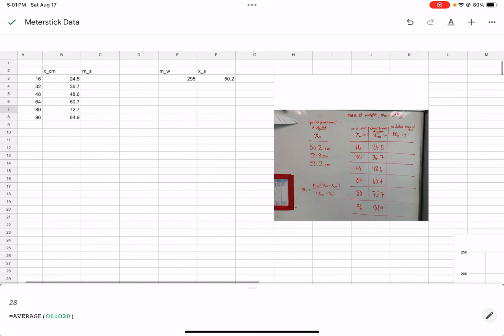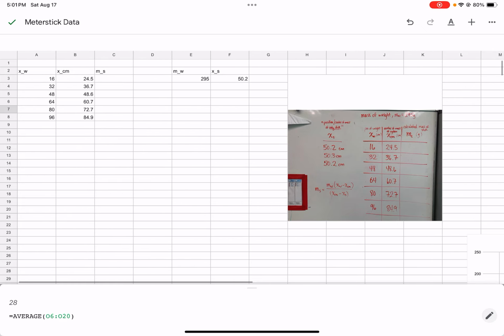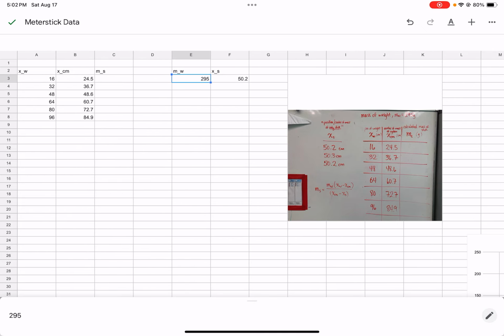And so what I have here is a little Google Sheet, and I have, this is mass of the weight. This right here is position of the stick, position of the weight over there, center of mass of the system. Here's the calculated mass of the stick. So in case you don't know how to use Google Sheets or Excel, this is actually a super useful skill to have no matter what job you have in the future.